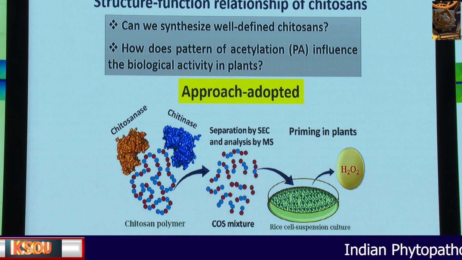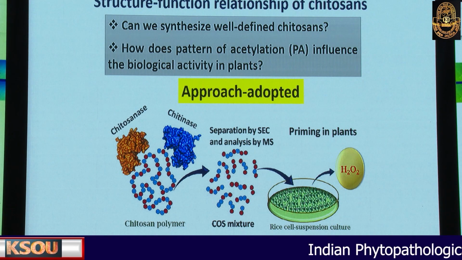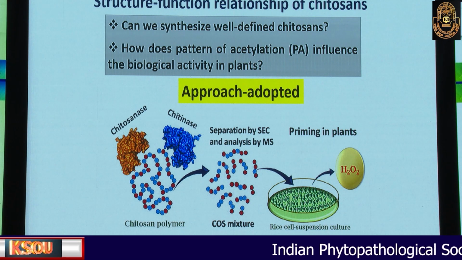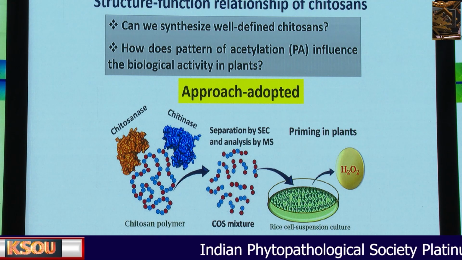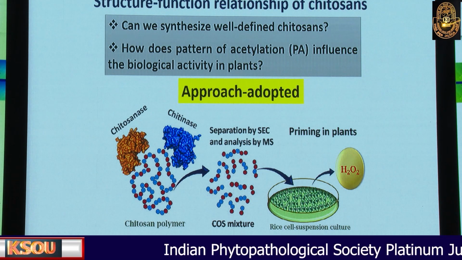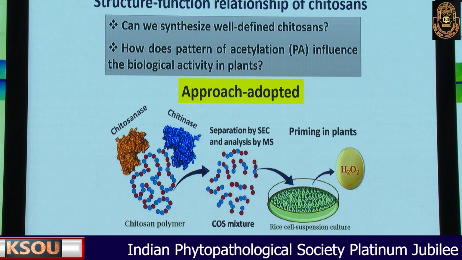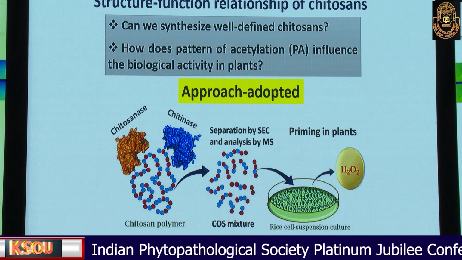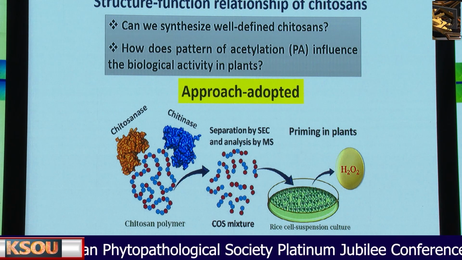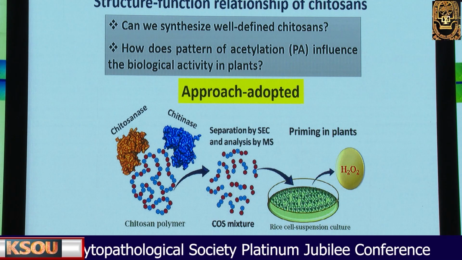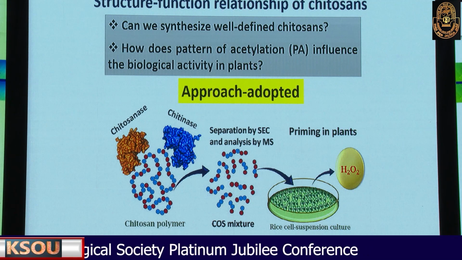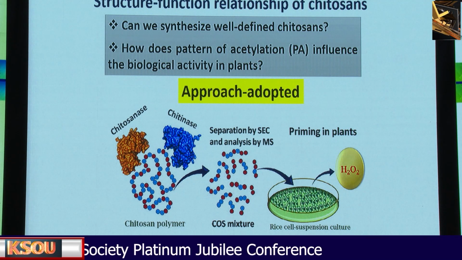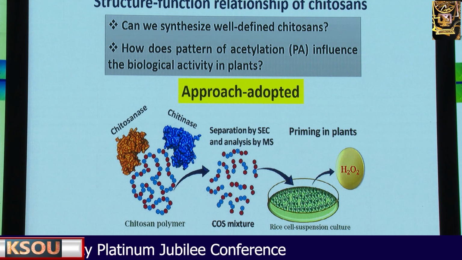By then we were already collaborating with a German group at the University of Münster, Professor Bruno Moerschbacher's group, who were in fact the major group working on the structure-function relationship of these chitosans. So we also joined, because of our experience with transglycosylation, that European consortium, which consisted of about 21 partners across Europe and India.